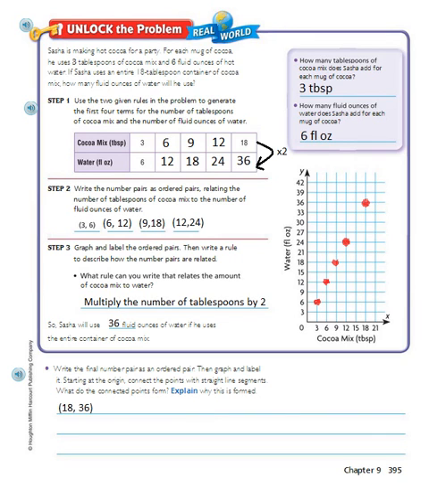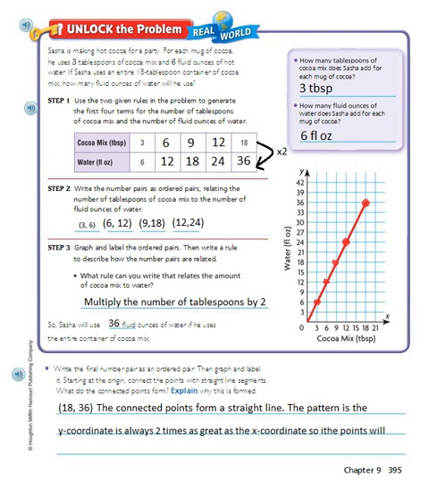Next we need to connect our points in a straight line. The question asks, what do the connected points form? When I look at the graph, I see a straight line. The connected points form a straight line. Why is that? Well, the pattern is the y-coordinate is always 2 times as great as the x-coordinate, so the points will always increase by the same amounts, making a straight line.